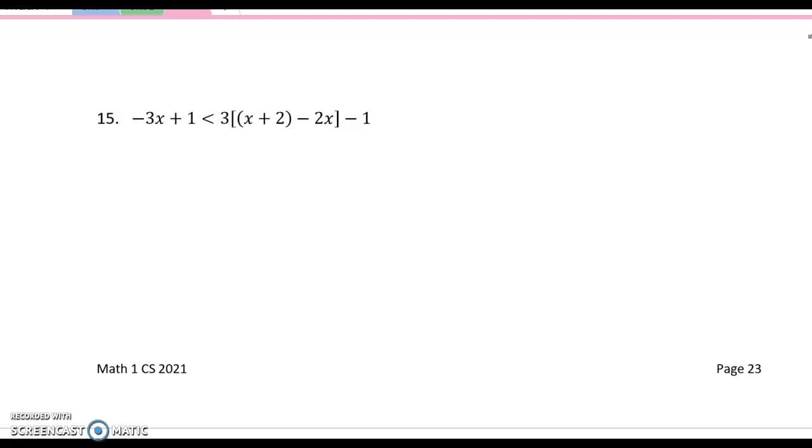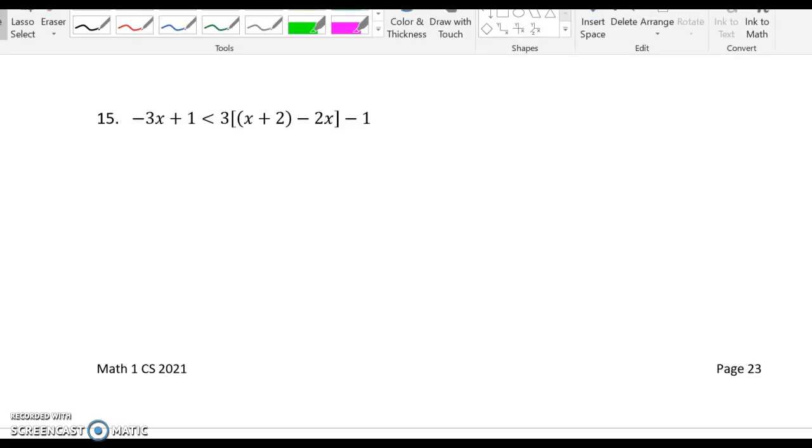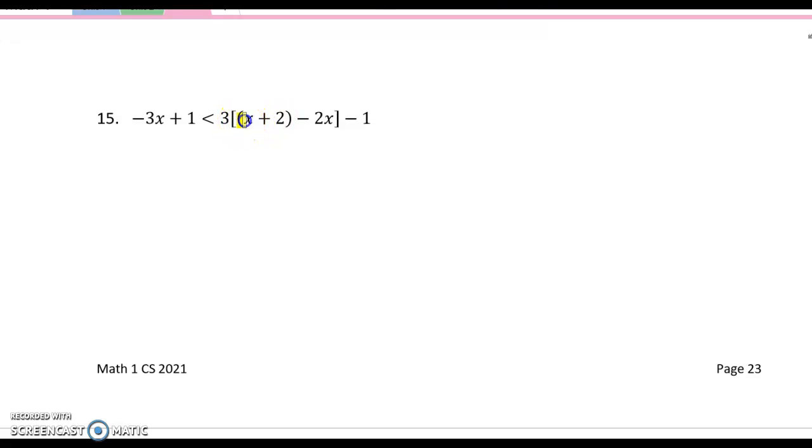So again, we talked about before that when you have these grouping symbols, you want to work your way inside out. So looking inside the brackets, we see x plus 2 minus 2x. So that's what we want to simplify first or do first. So I have x and then negative 2x is negative 1x, then plus 2. So again, that's inside the brackets.